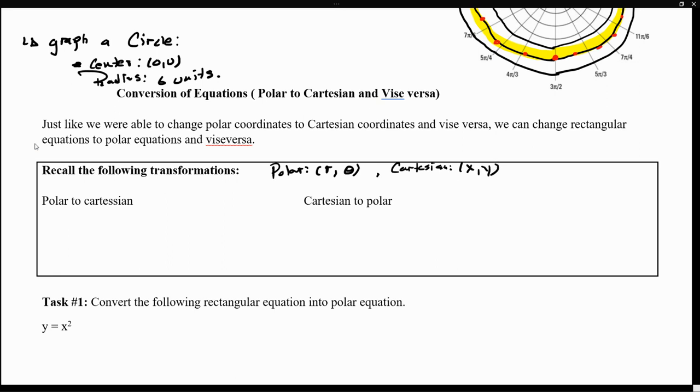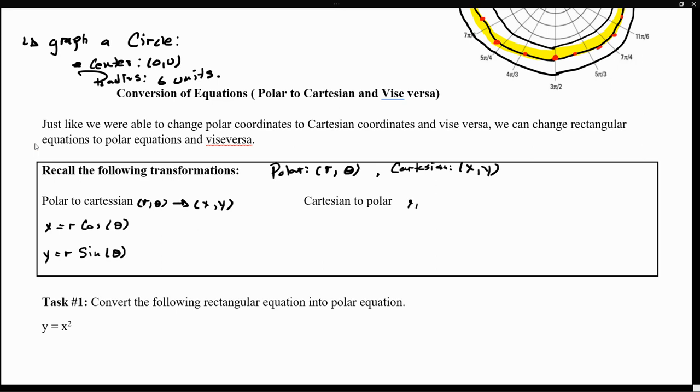So recall that if you've been given a polar coordinate point and you want to transform it into Cartesian, remember that the x value is equivalent to r cosine of theta, and the y value is r sine of theta. So given a point in r comma theta, to transform it into x comma y, we use these transformation functions.